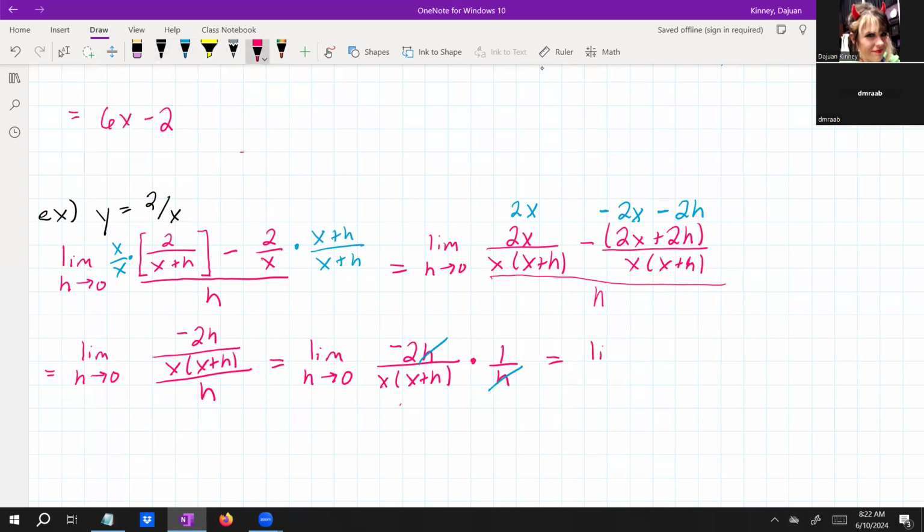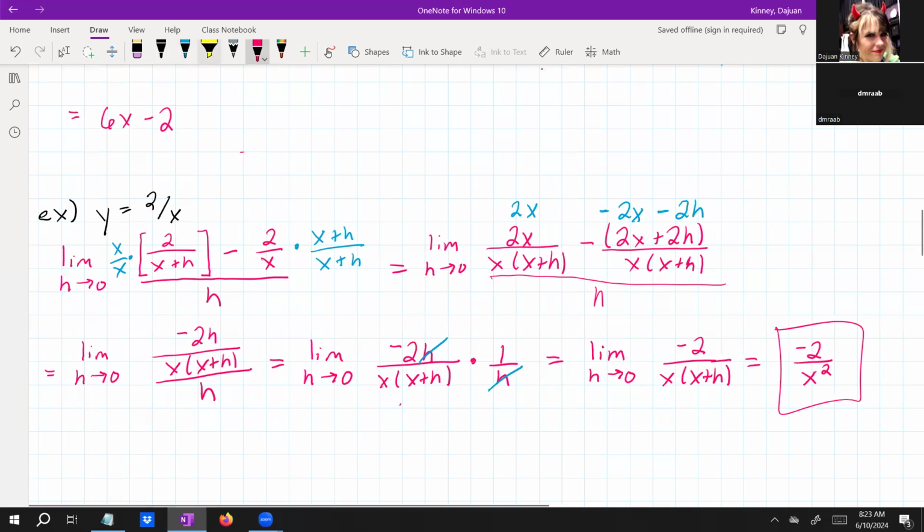So I'll write this out formally. One last step. That gives me -2 over x times x plus h. I could have distributed the x, but it's not going to help us. It's not going to hurt us. It's just there. So if I plug in a 0 for h, I get -2 over x squared. And that's our derivative. So that's a common method, getting common denominators and then simplifying.